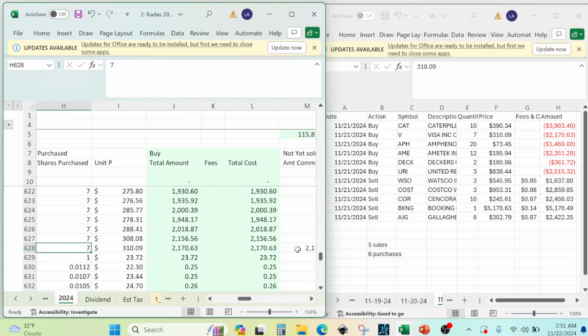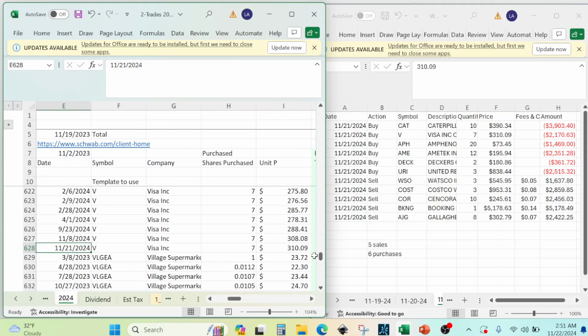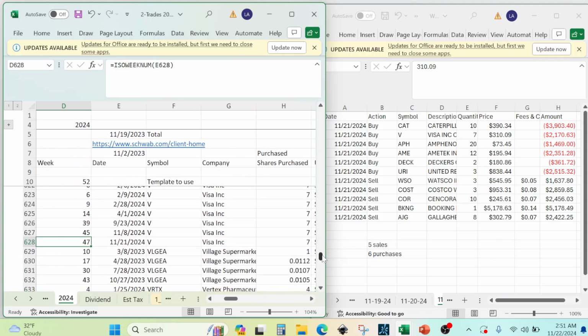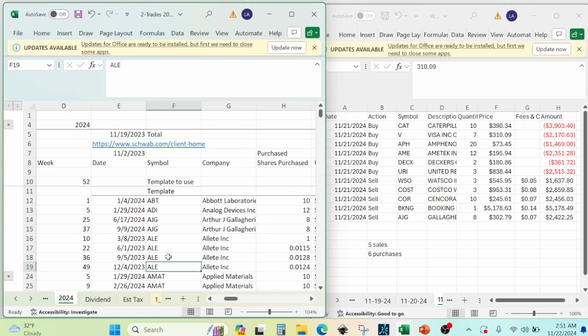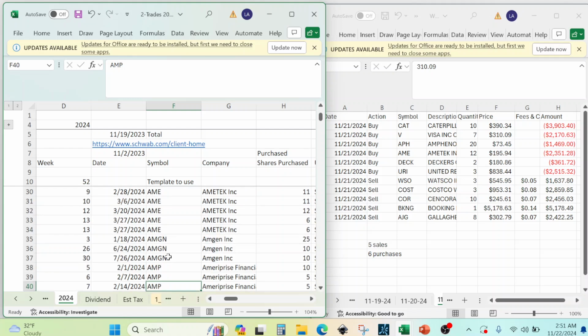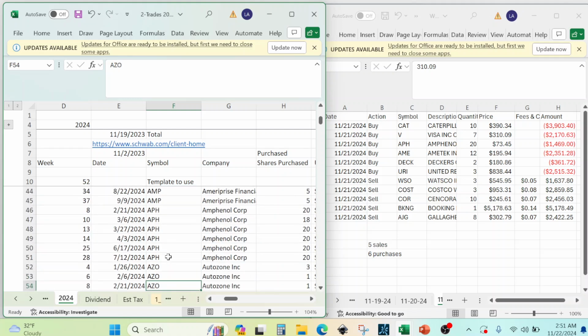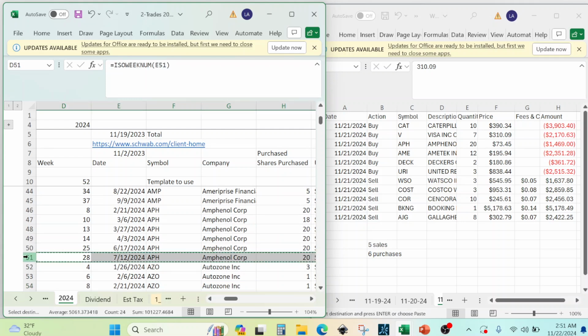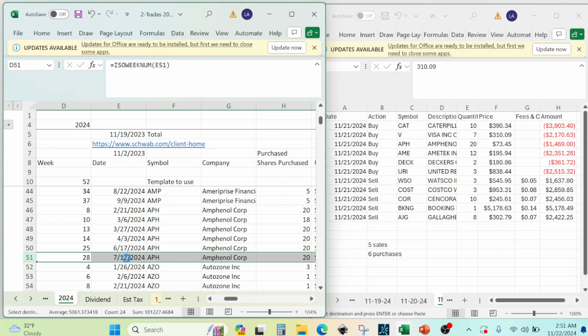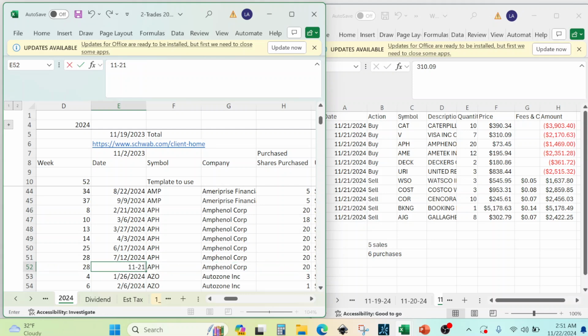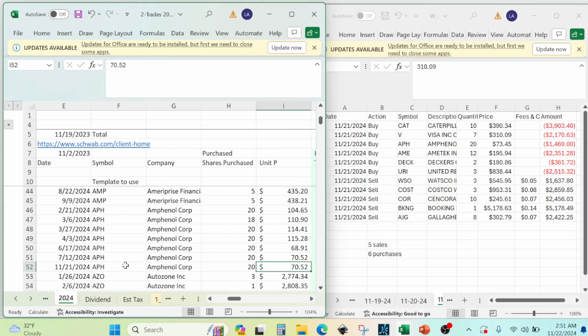So the next one is APH. So we'll go to A. We'll copy the last row of A. The last time we bought it was in July. And APH, so November 21st, 2024, 20 shares. It went up since last time that we got it.